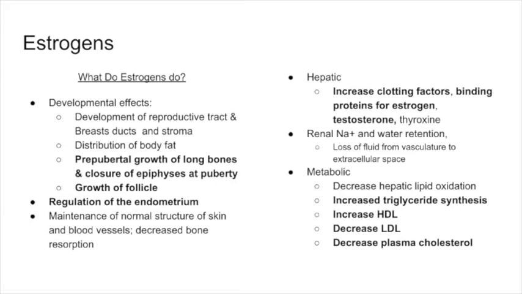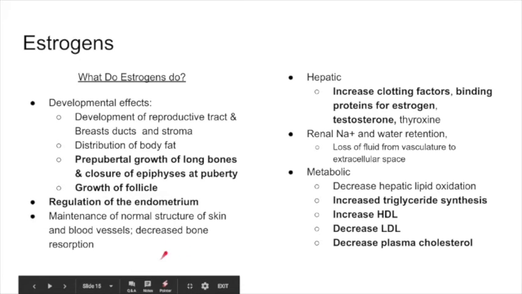So again, very broad explanations. Estrogens, what do they do? Developmentally, the reproductive tract, breast ducts, and stroma are all involved in the development. The distribution of body fat. We'll keep hammering this home, and I guarantee you'll get a question, they love to talk about this. So prepubertal growth in the long bones, but then closure of the epiphyseal plates at puberty. Always remember, involved in bone growth, but then also closure of that epiphyseal plate. Very, very important. And growth of the follicle. Also helps to regulate the endometrium, maintenance of skin structure, blood vessels, and decreasing bone resorption.